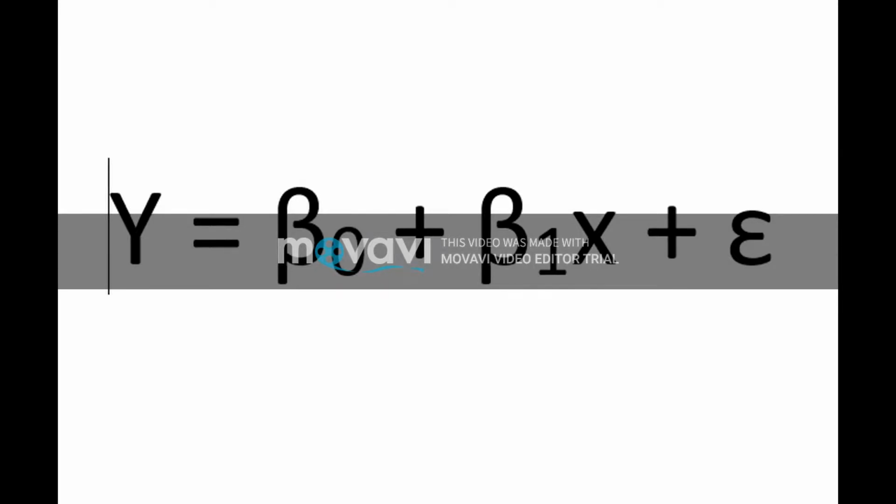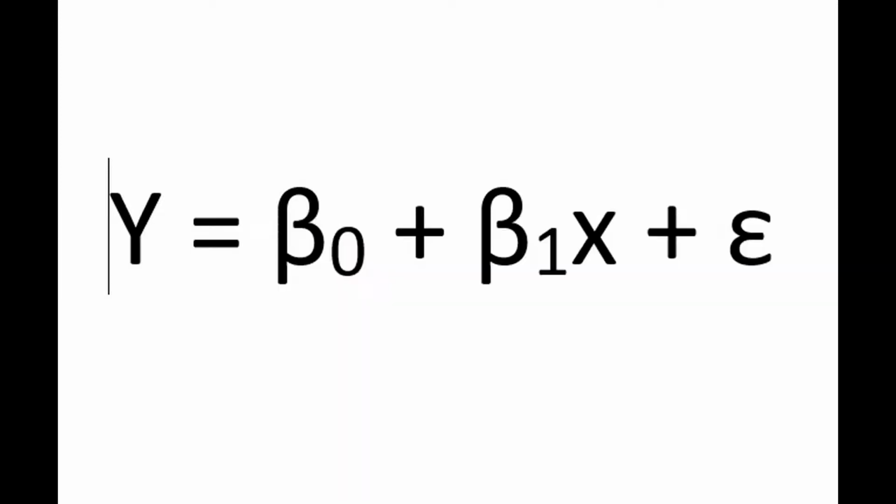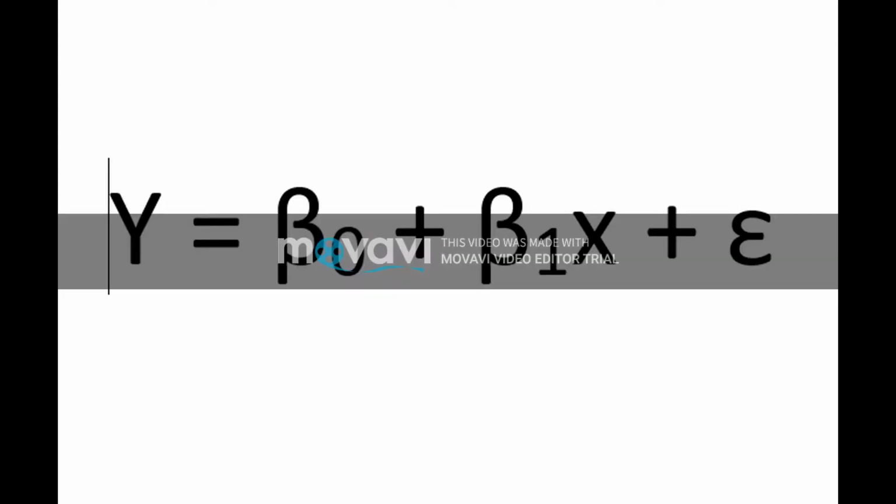Linear probabilistic modeling is a way to determine the likelihood of some event based on binary results. The model uses the equation y equals beta naught plus beta 1x plus epsilon, where y is the likelihood of the event happening, beta naught is the probability of something not happening, beta 1x is the probability of something happening, and epsilon is somewhat of an adjustment variable.